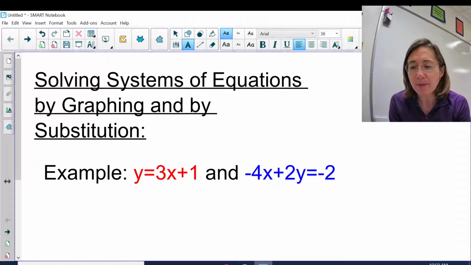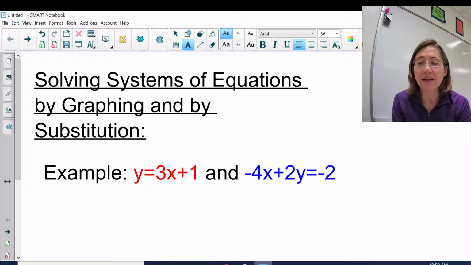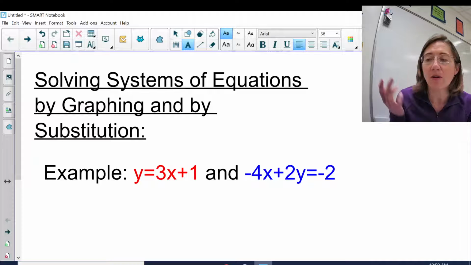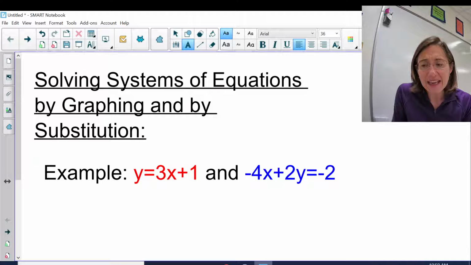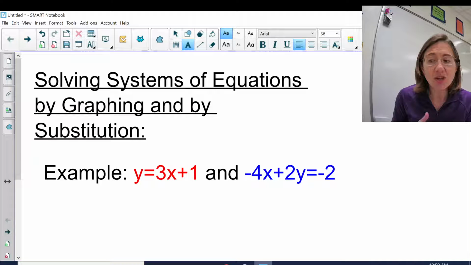So if you look at my example here, we are going to look at the system of equations y equals 3x plus 1 and negative 4x plus 2y equals negative 2. So it's a system because it's got two equations to it. And we are going to first look at this by graphing. So what we're looking for is, is there an xy pair, or a point, in other words, that would satisfy both of these equations, that would fit the red equation and also fit the blue equation.